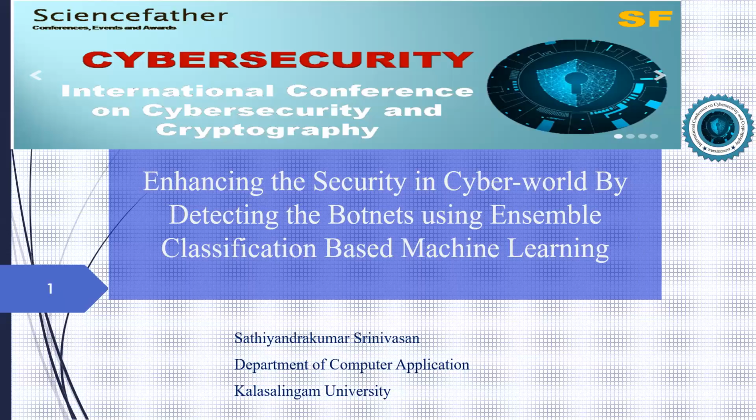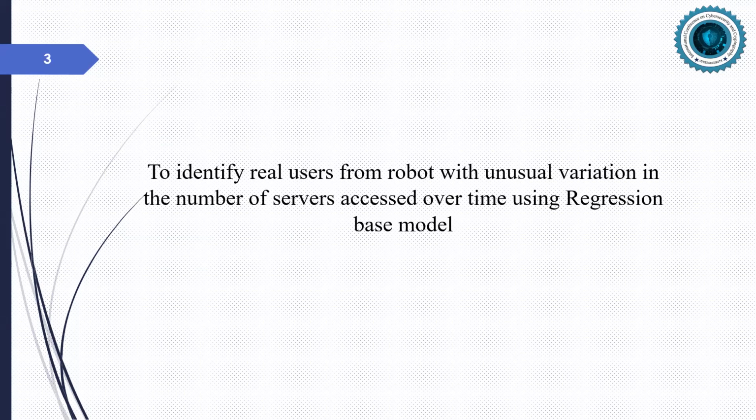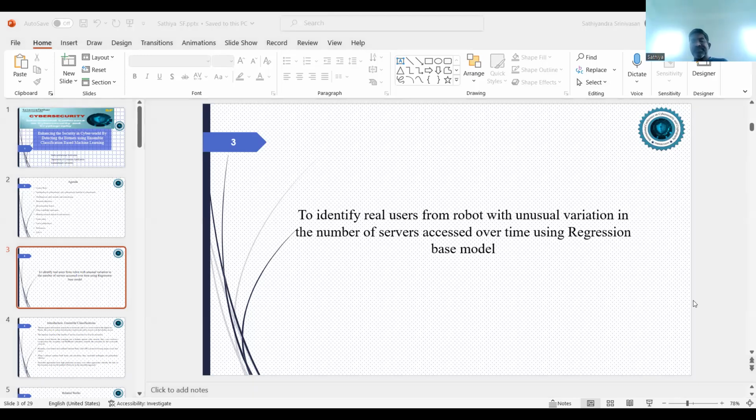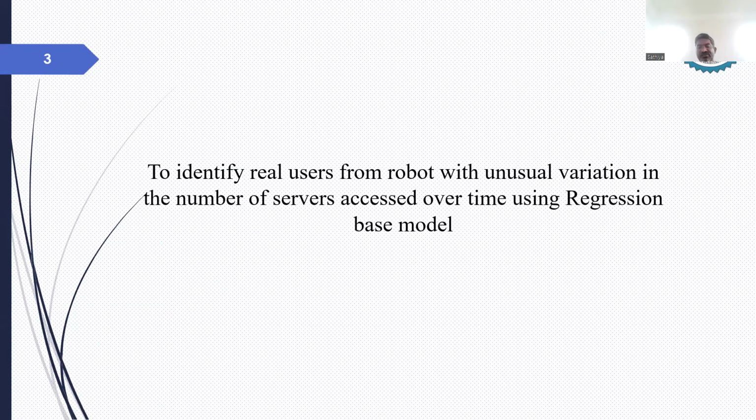Moving to the next slide. In this slide, we are going to talk about the coursework I have completed, and specifically the objective of this presentation: to identify real users from robots with unusual variation in the number of servers accessed over time, using a regression based model. This is essential because cybersecurity issues are challenging, so the subject provides more information on how we can resolve these issues going forward.